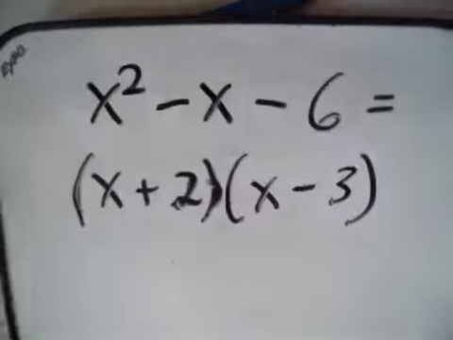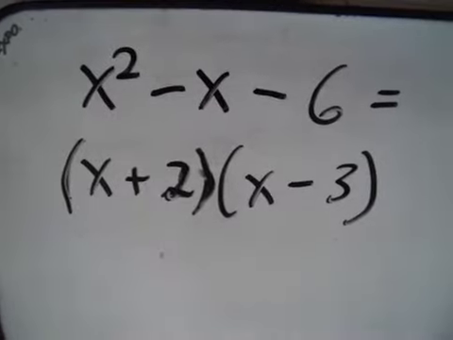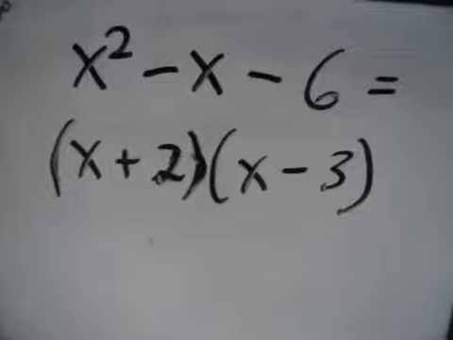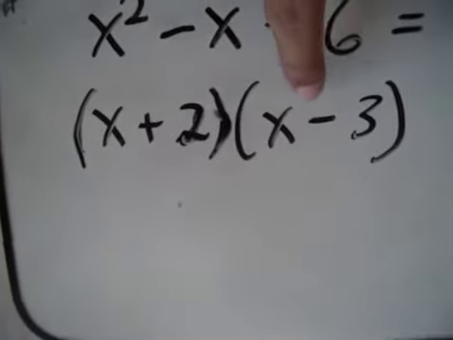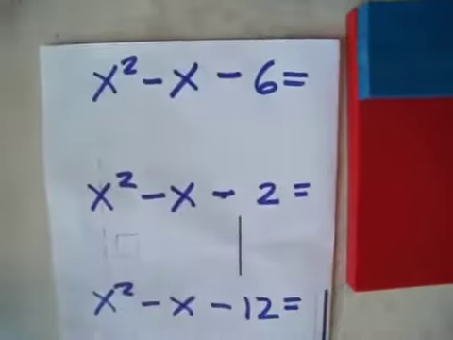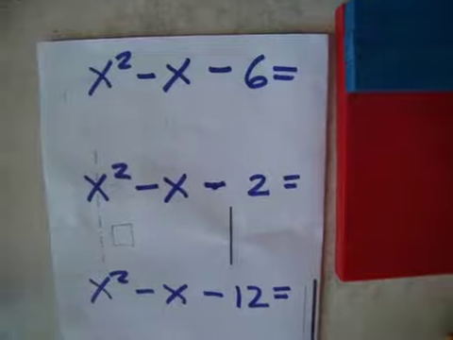Okay. So there it is. X squared minus X minus 6 is the same thing as X plus 2 times X minus 3. Right? That's all we did. Okay. Do the next one by yourself. X squared minus X minus 2.